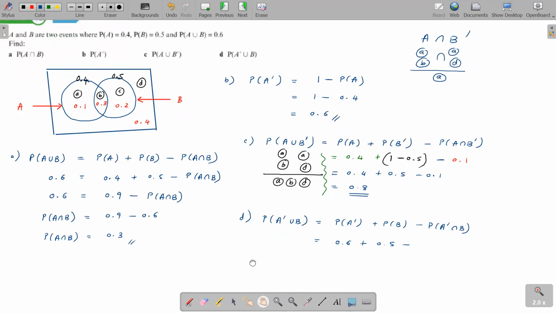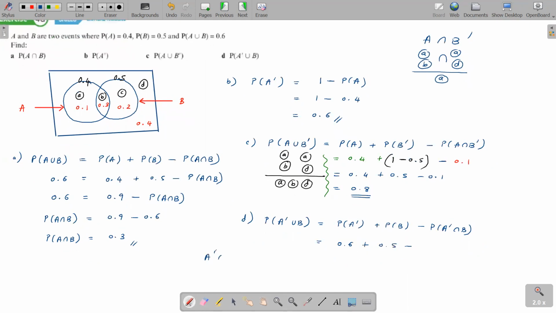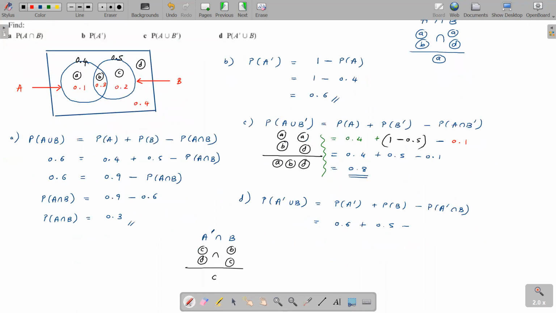So guys, once again, if you can see this directly, that would be a lot easier. A dash intersection B. A dash means the region outside of A. So outside of A, we have regions C and D, and in the circle B, you have the regions B and C. And what's the intersection? Intersection means the common region. So the common region is region C. So A complement intersection B is region C, which is 0.2. So when you subtract, you get 0.7. Right, guys? Sorry, I'm sorry, 0.9.